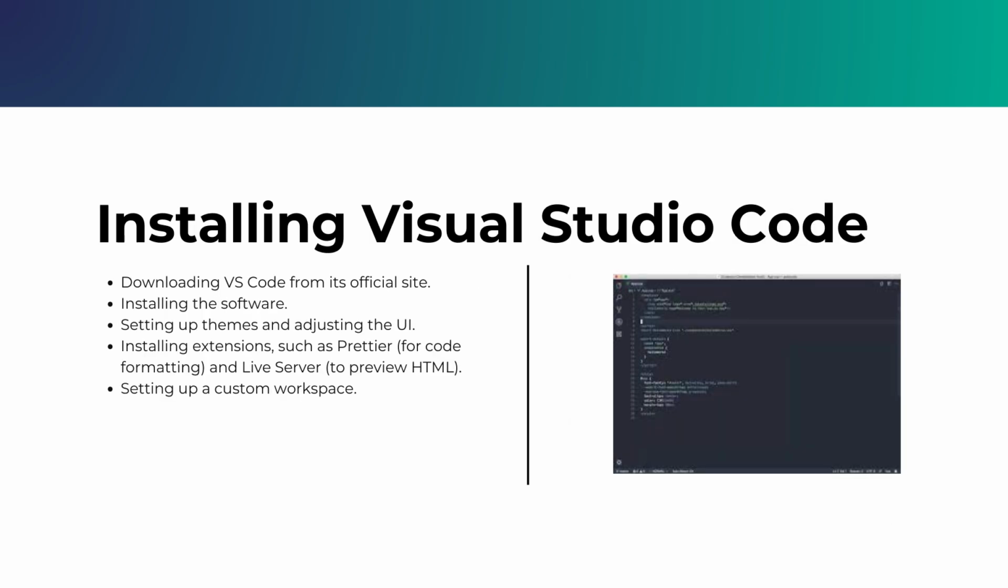Next, let's walk through setting up Visual Studio Code. First, you'll need to download and install it from the official website. Once installed, you can start customizing it to fit your needs. VS Code comes with built-in Git integration, debugging tools, and it's incredibly easy to extend its functionality through extensions.